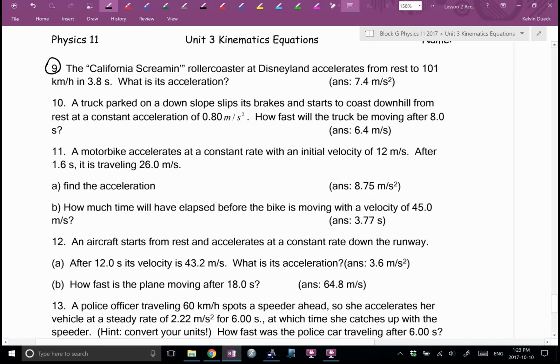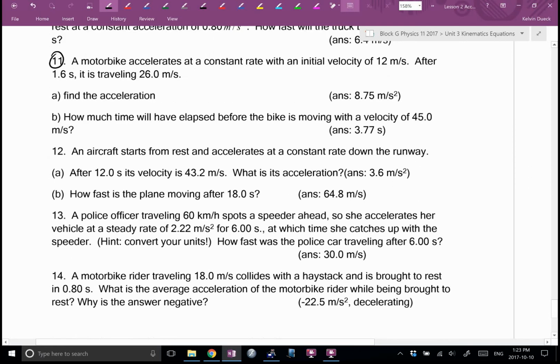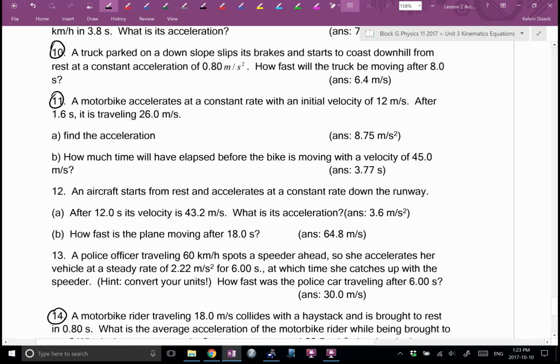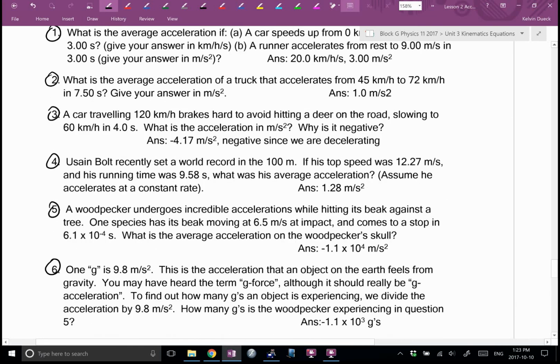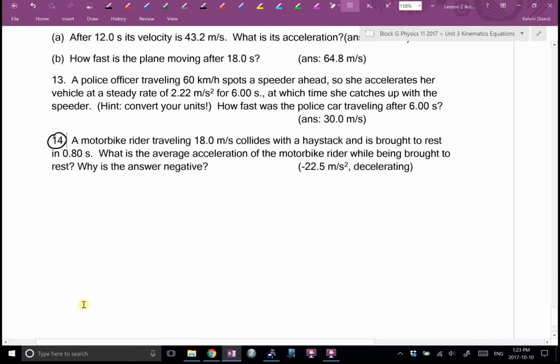9 is good. 10 is good. 11 is good. Skip 12, skip 13, 14. So you got about 10 minutes. And I gave you, I think, 11 questions. If you average about 1 question every 60 seconds, you'll have no homework. If you're feeling a little bit confused, it's going to get clearer in the next few lessons. Let me hit pause.